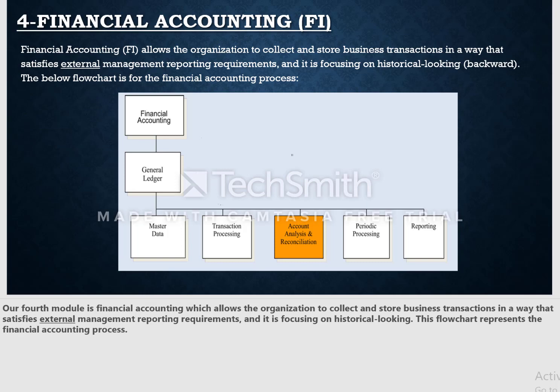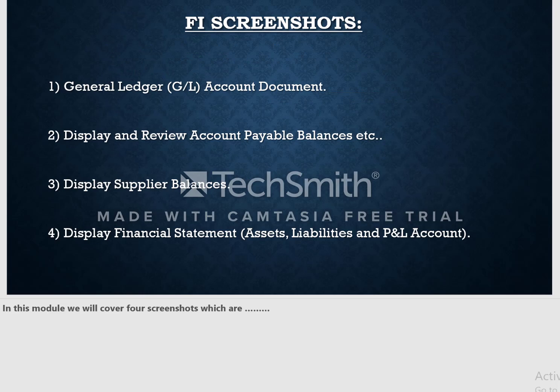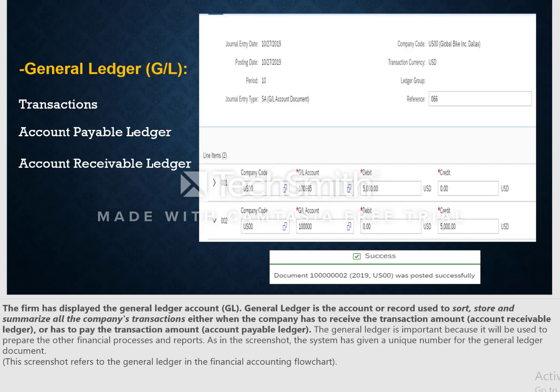Our fourth module is financial accounting, which allows the organization to collect transactions in a way that satisfies external requirements, and it is focusing on historical looking. This flow chart represents the financial accounting process. In this module, we will cover 4 screenshots, which are general ledger, display and review account payable balance, display supplier balance, and display financial statements.